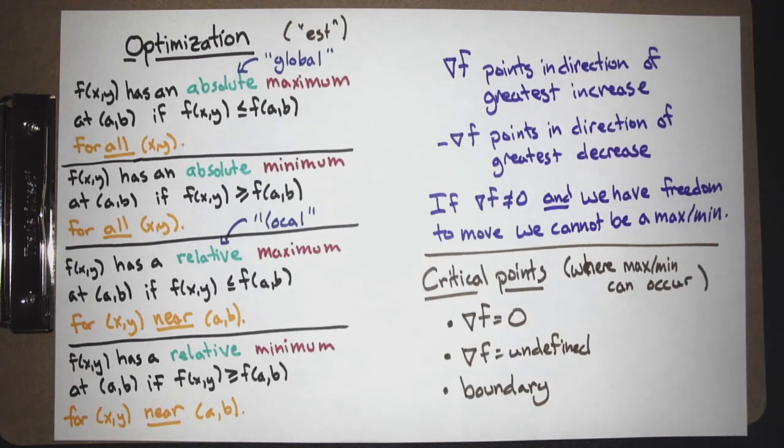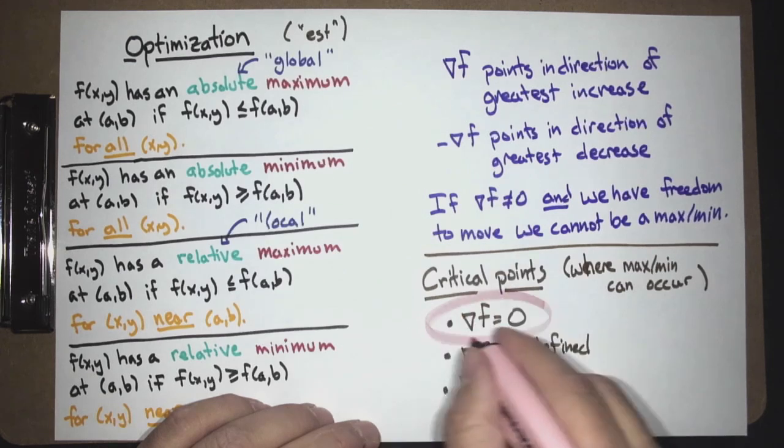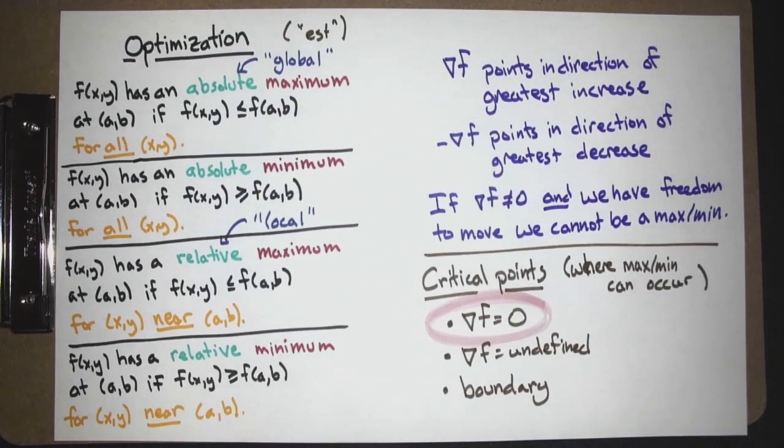For today, we are going to talk about this case: gradient of f equals 0. We are not going to talk about the gradient of f being undefined, because essentially that doesn't come into play.